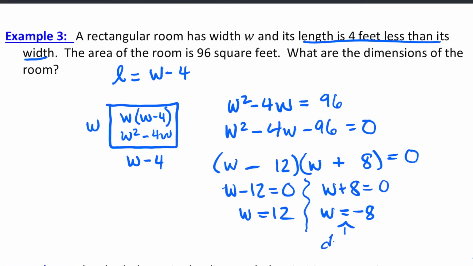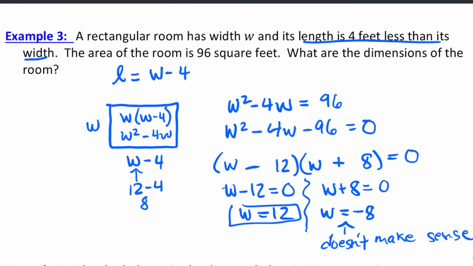But if you think about what w represents, it's the width of my room. So w equals negative 8 doesn't make any sense. And in the context of this problem, we're going to have to throw that out. So we just have a width of 12 feet. The question asks for the dimensions of the room. So if I plug 12 back in, I'll get 8 feet for my length. So 12 foot by 8 foot room.